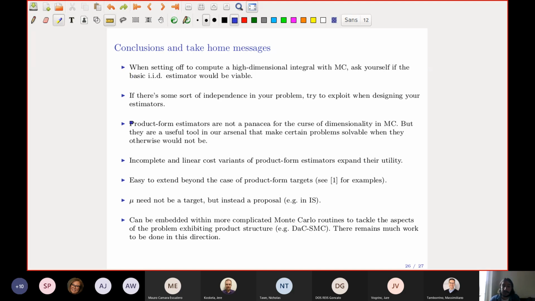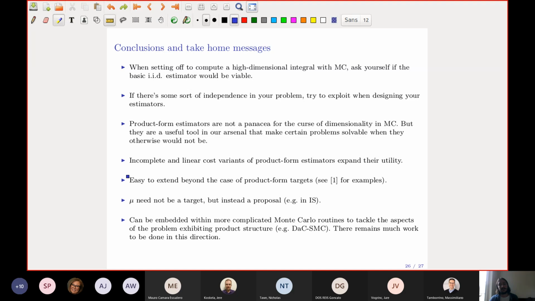An example of that is these product form estimators. I'd like to say that they are most definitely not a cure for the curse of dimensionality in Monte Carlo, but they have their time and place, and I think they're a useful tool to have in our belt, and they make certain problems solvable that otherwise wouldn't be. I think these incomplete and linear cost variants significantly expand the utility of these things. It helps you deal with this otherwise crippling N to the K cost.